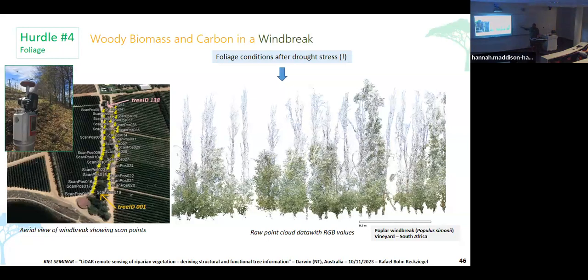Non-published data from a South Africa windbreak, where the trees were exposed to drought stress, so the treetops were dying. And then I expect to derive such information here for the different groundwater dependent ecosystems. And eventually, you know, if there were alterations in the water level from the ground, and trees are reacting over time.